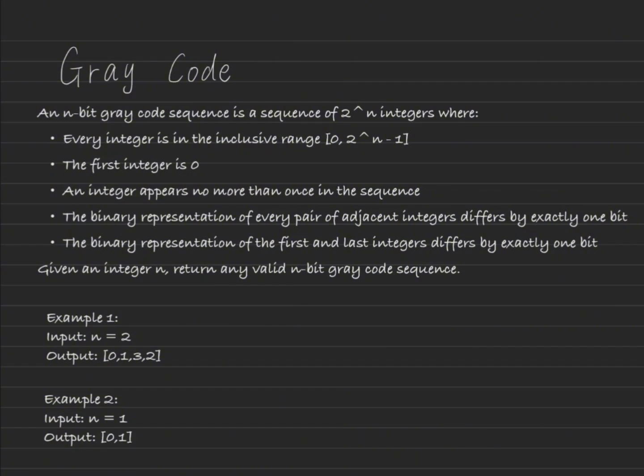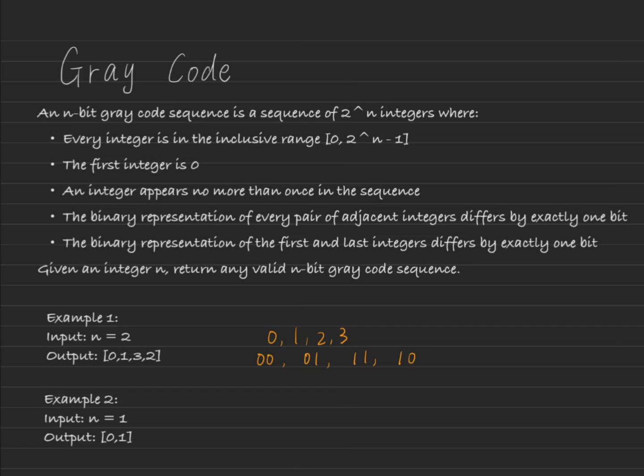Below, we have 2 examples. In the first example, n equals 2. So we know that the sequence will contain numbers from 0 to 3. Let's look at the output here. The output sequence is 0, 1, 3, 2. Here we can see that 0 and 1 differ by 1 bit, which is the rightmost bit. And 1 and 3 differ by the left bit. 3 and 2 differ by the rightmost bit. And finally, 2 and 0 differ by the leftmost bit. Therefore, this is a valid gray code sequence.